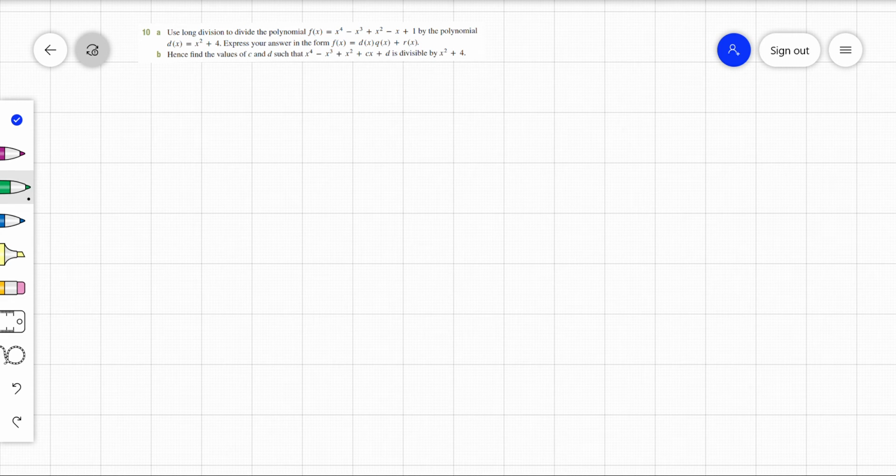Alright, so let's have a look at expressing this polynomial, x to the 4 minus x cubed plus x squared minus x plus 1. And we want to divide it by x squared plus 4. So I'll get some x squared plus 4's ready. We can do it via splitting that. There we go.